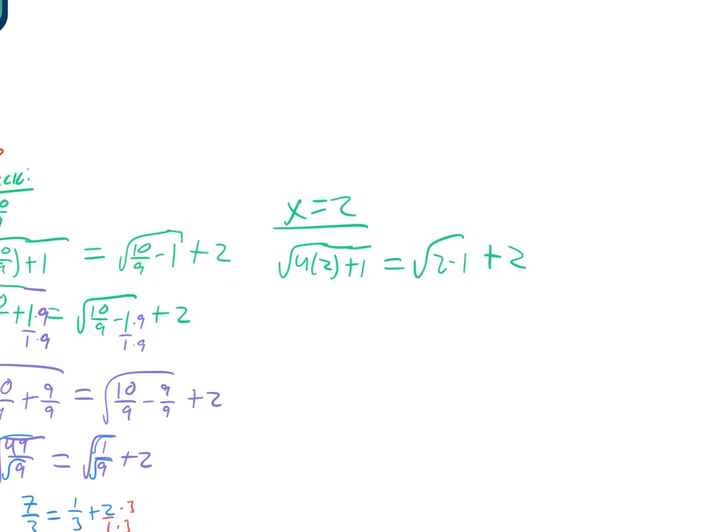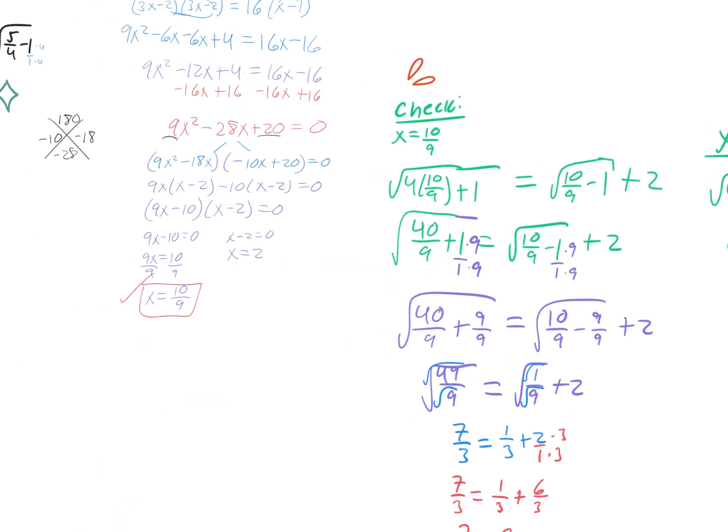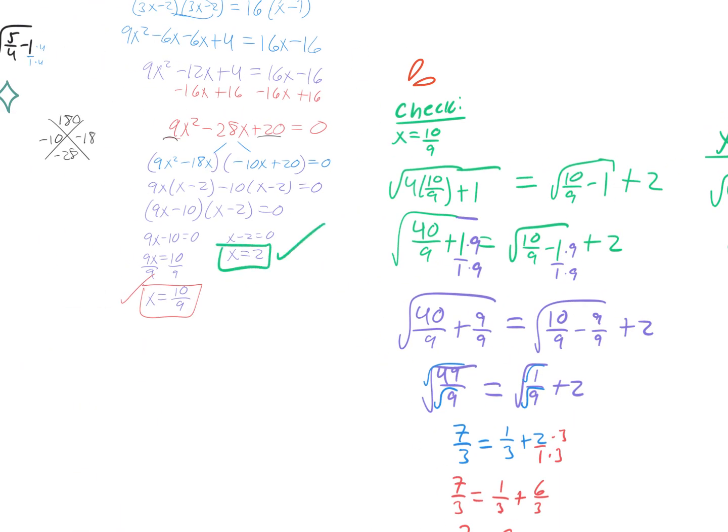All right, and then we should get 8 plus 1 equals 2 minus 1 is 1. And then 8 plus 1 is 9. Square root of 9 equals 1 plus 2. And then we get 3 equals 1 plus 2, which is 3. All right, so this is also a true statement. So this is another solution. So both of our solutions work.